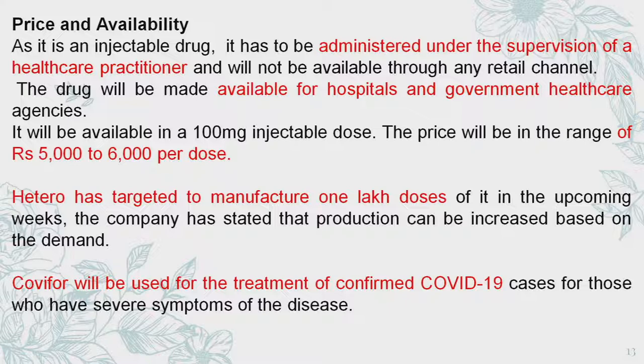Price and availability. Since it's an injectable drug, it requires administration under the supervision of a healthcare practitioner. So it won't be available in the retail chain. The drug is made available only in hospitals and government healthcare agencies. It is available in a 100 milligram injectable dose. The price range is 5,000 to 6,000 per dose. Hetero has targeted to produce 1 lakh doses in the upcoming weeks, and the company has started. The production can be increased based on demand. Covifor will be used for the treatment of confirmed COVID-19 cases for those who have severe symptoms of the disease.